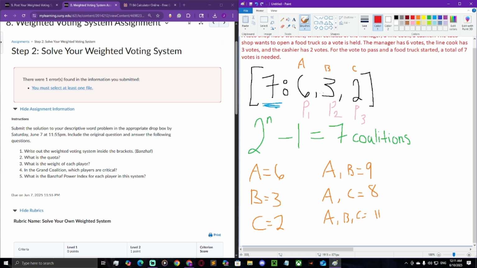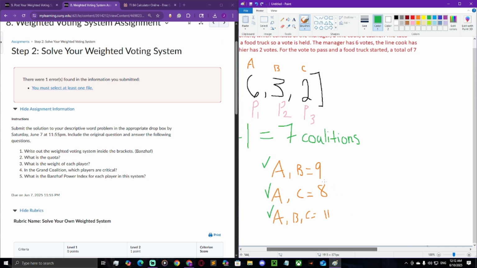Now let's go through and find out which ones are winning coalitions and which are losing coalitions. A equals 6 does not pass the vote, so that is a losing coalition. B equals 3 does not pass the vote, that is a losing coalition. And C equals 2, that is a losing coalition, does not pass the vote. Now an A and B coalition equals 9, that is a winning coalition. A and C equals 8, that passes the vote, it's more than 7, that is a winning coalition. And of course A, B, and C is 11, that is a winning coalition.